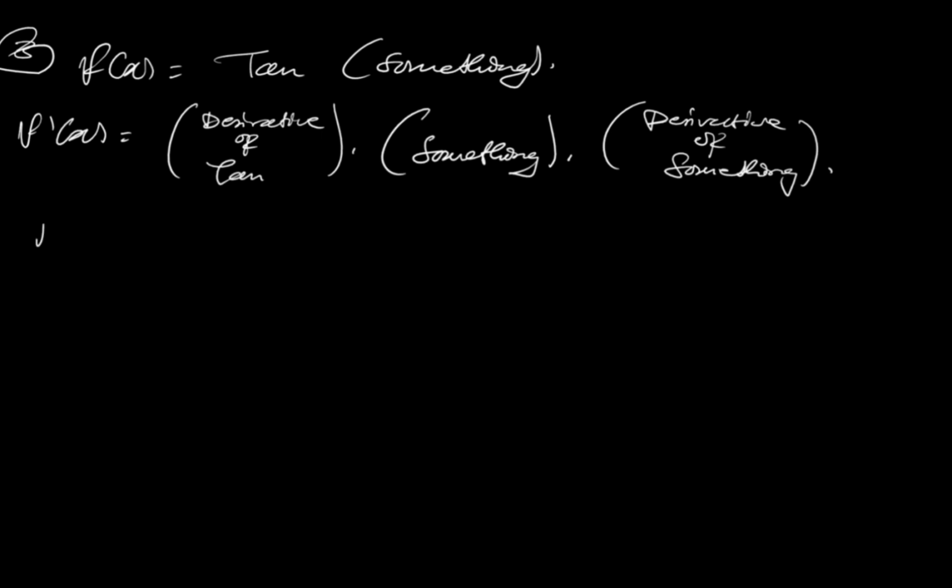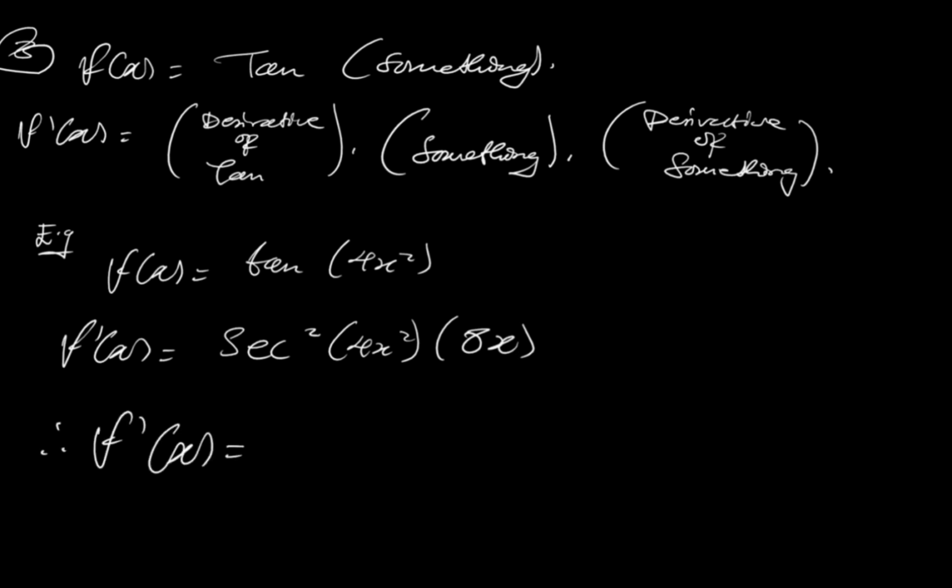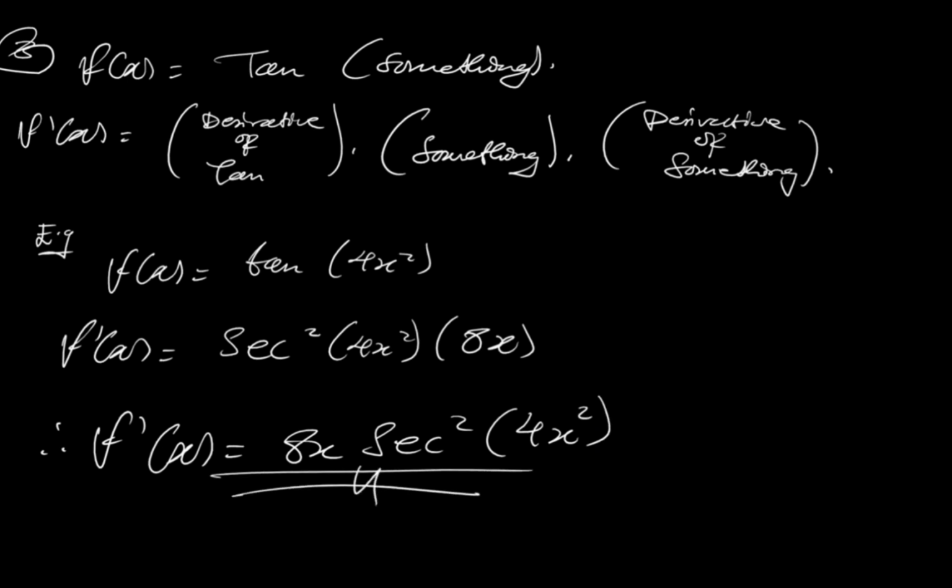So say we have an example. f of x is equal to tan of 4x squared. This implies that f prime of x will be equivalent to the derivative of tan, which is sec squared. So it will be sec squared of something, which is 4x squared, times the derivative of something, which will be 8x. Therefore, f prime of x is equal to 8x sec squared of 4x squared. And this will be our final answer.